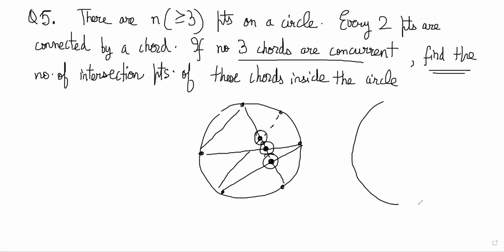So if you think closely, draw a few figures, you will realize that whenever you take any 4 points on the circle, you can join them by chords and sides.